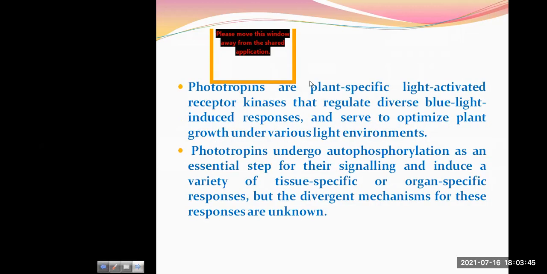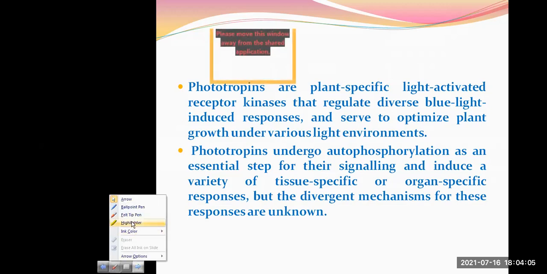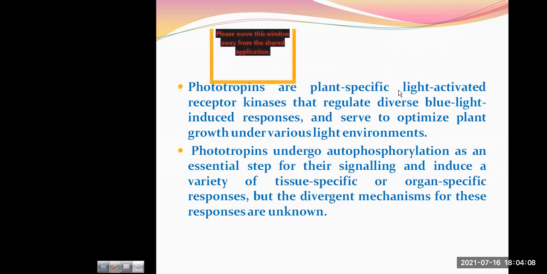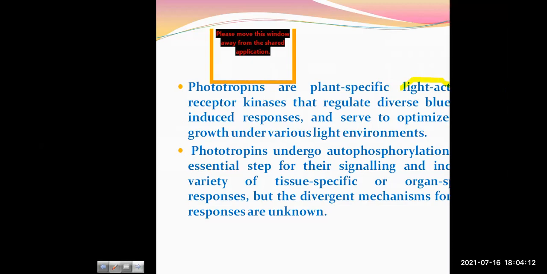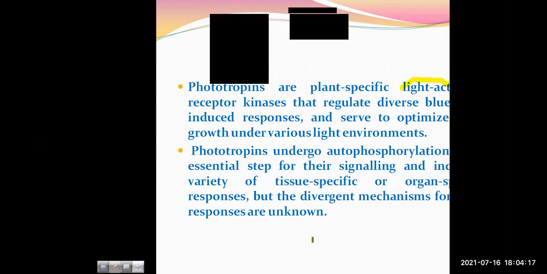Phototropins are actually plant-specific light-activated receptor kinases. That is, they are a kind of enzymes which are light activated; they require light for their activation. That is, in the absence of light they cannot perform their function. They are activated by light, they are plant specific, and they are receptor kinases.